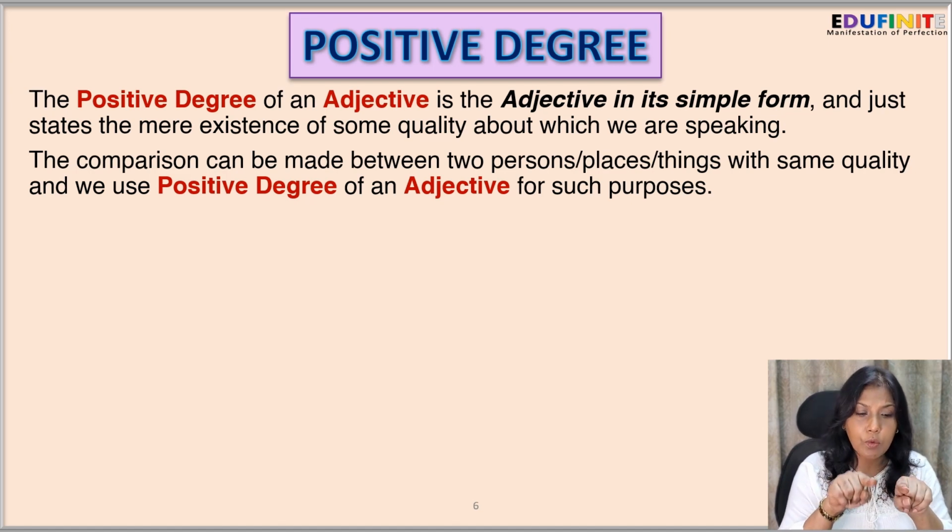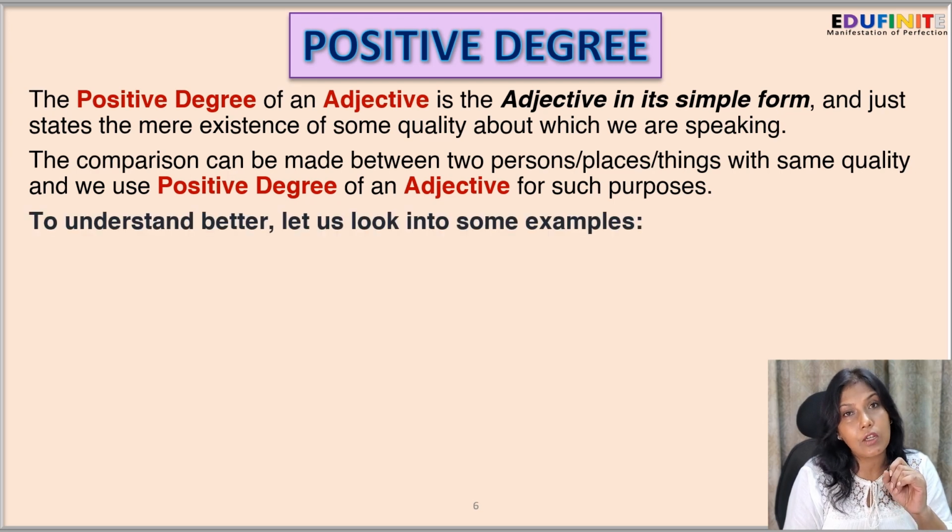So if 2 things are of the same quality, then we can say that they both are same. So this way we can compare. It shouldn't be always that one is better than the other or one is less better than the other. It can be same. So we can compare 2 things when they are at par with each other. Next, to understand better, let us look into some examples.